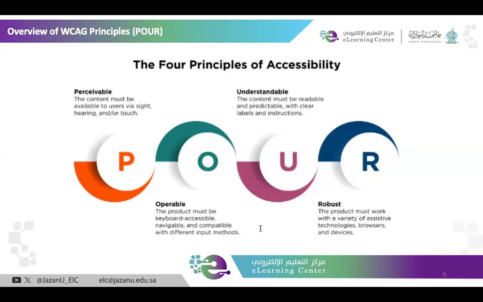Understandable means that information and the user interface must be understandable and predictable for the user. For example, clear language, consistent navigation, and error identification with helpful suggestions. The fourth one is robust. The content must be robust enough to function with a wide variety of assistive technologies and future updates. For example, proper use of HTML and ARIA, that is, Accessible Rich Internet Applications, attributes to ensure compatibility.